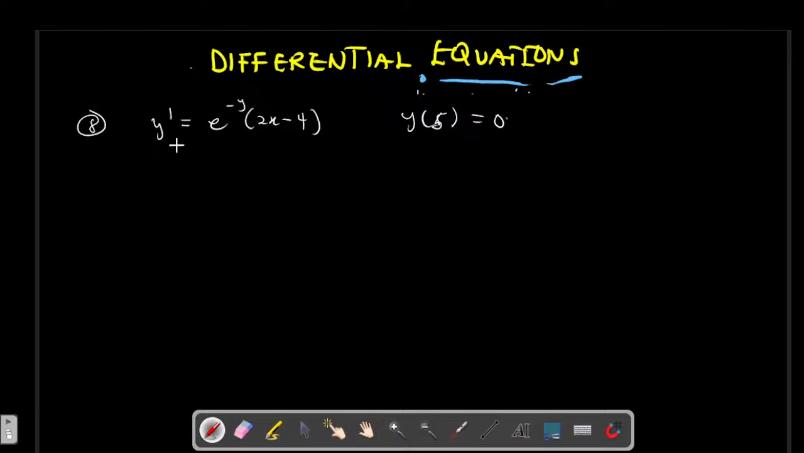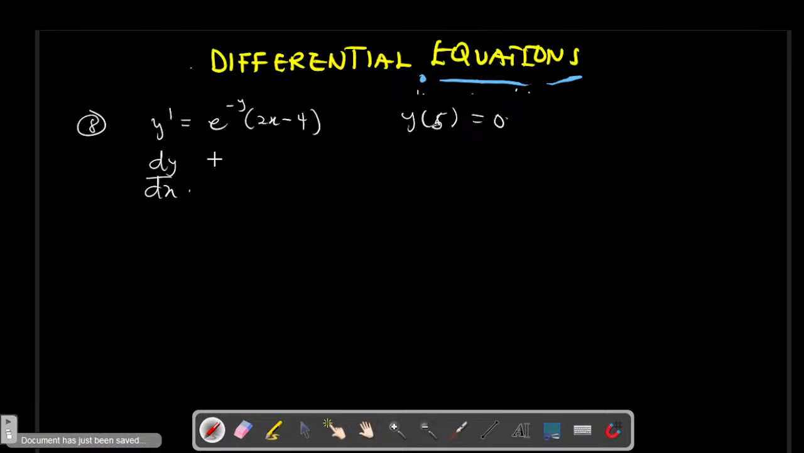So this is the eighth question. As I said, pause and solve. If not, let's go through. So I have y prime is equal to e to the power negative y multiplying 2x minus 4. Whenever you have y prime, that is prime, instead of the y over something, you look up for your independent variable, then you see that, oh yes, it's x, so you can change this to the dy over dx.